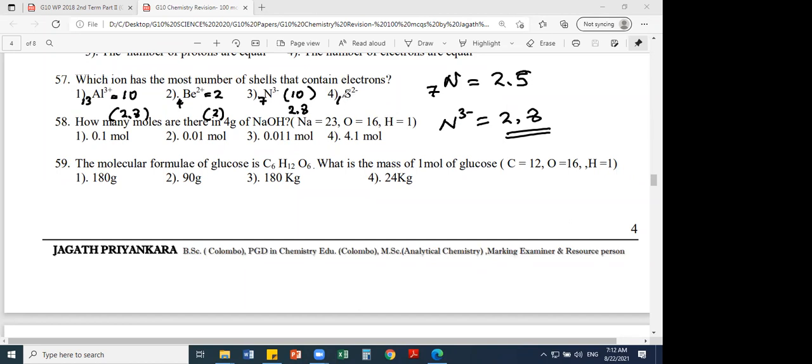Sulfur atomic number 16, then sulfide ion has 18 electrons. 2 minus. So remember, when they become negatively charged, electrons increase. When they become positively charged, electrons decrease from the atomic number. Again, I'm repeating. When an atom becomes negatively charged, electrons increase. When an atom becomes positively charged, electron number decreases. So sulfide, if you write the configuration, 18 electrons means what? 2, 8, 8.